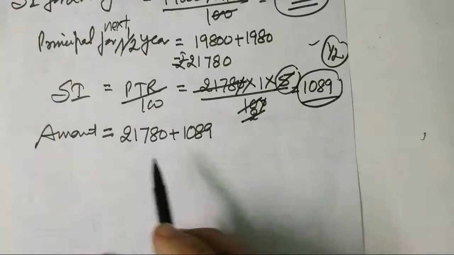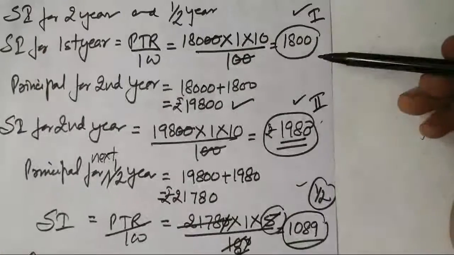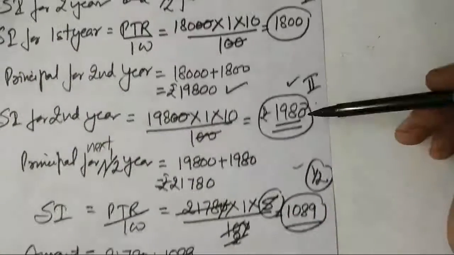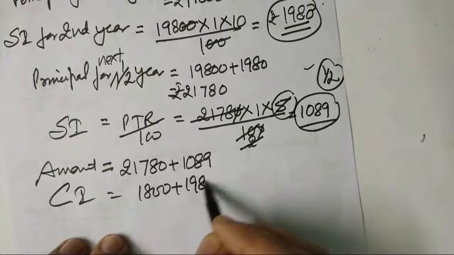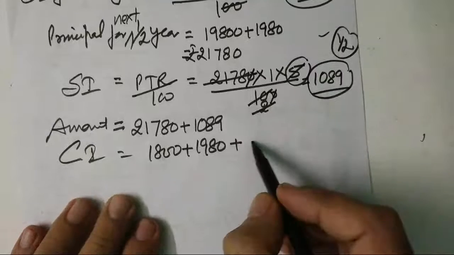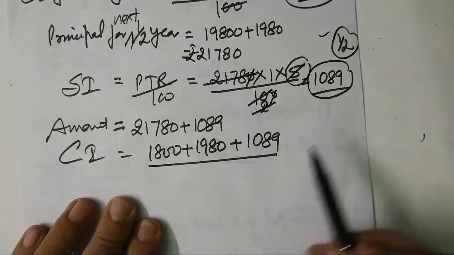It will give you the amount and the compound interest will become just the addition of the three: 1800, 198, and 1089. When you add the 3, you will get the compound interest.